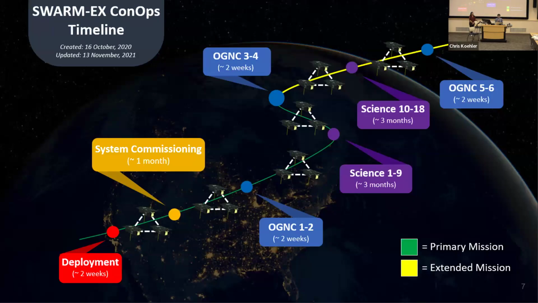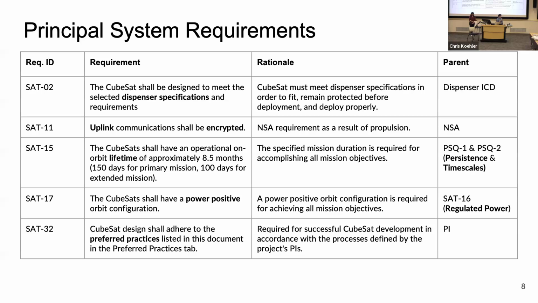Just to go over the ConOps for the mission. After deployment, we have about a month of systems commissioning, followed by 2 weeks of GNC experiments where we'll be doing those feats like the formation flying and collision avoidance. Following that, the CubeSats will get about 1,300 kilometers between each of them and conduct the science mission, followed by a couple more weeks of GNC experimentation. After that, our primary mission is completed. Then we have an extended mission that would include another segment of science and then GNC experimentation. Next I will hand this off to Connor to talk about the requirements.